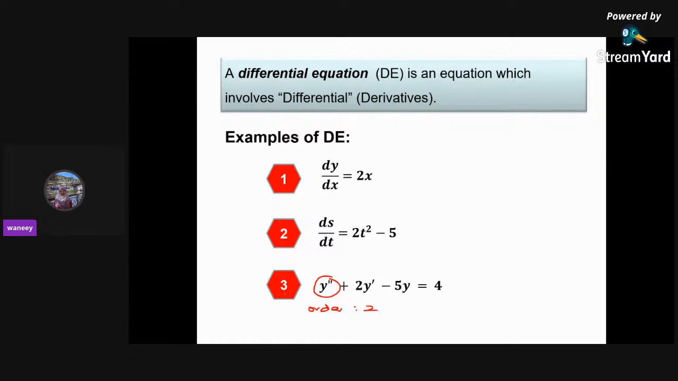So we are not going to solve the third one. We are only going to solve either the first or the second example. So kita takkan solve benda yang second order lah. Basically in our syllabus, everything is about the first order differential equation. So it should be something that is quite easy for us to integrate them.